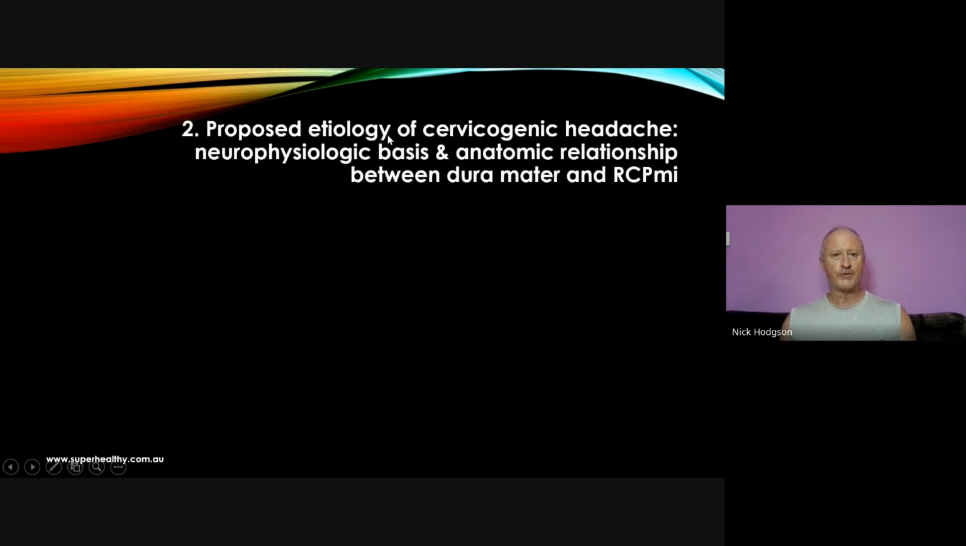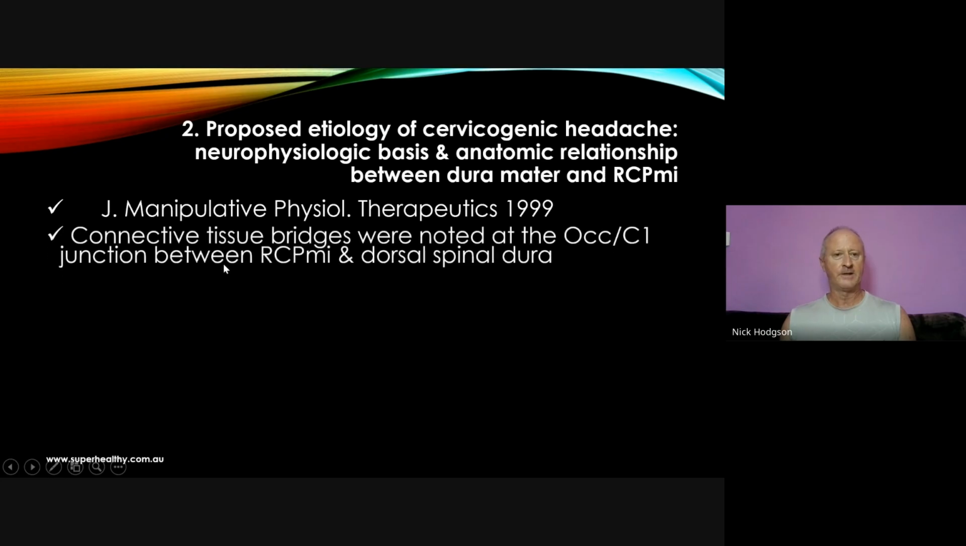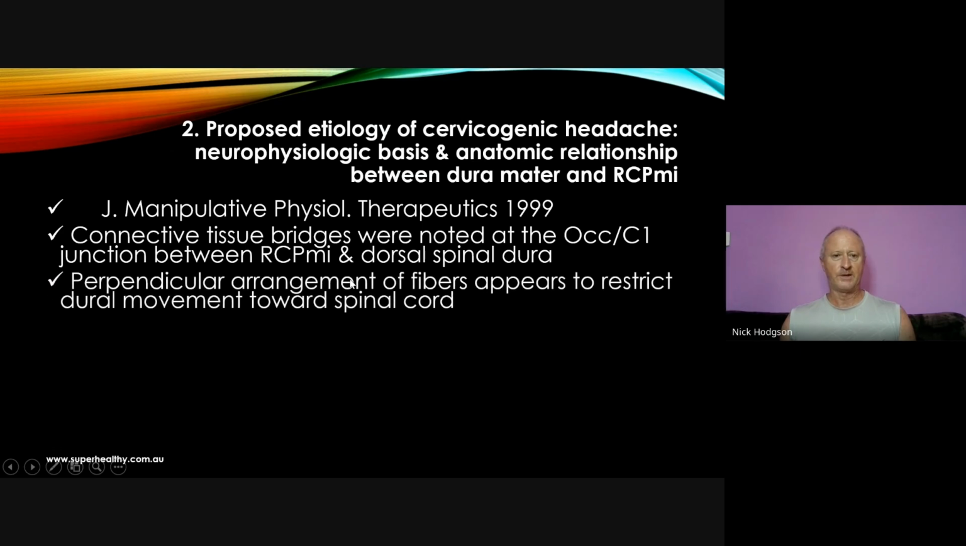Paper number 2, proposed etiology of cervicogenic headache, neurophysiological basis and anatomic relationship between the dura mater and the rectus capitis posterior minor. So we're talking Journal of Manipulative and Physiological Therapeutics, 1999. So connective tissue bridges were noted at the occiput C1 junction between this rectus capitis posterior minor and the dorsal spinal dura. Again, similar to our last paper, perpendicular arrangement appears to restrict dural movement towards the spinal cord.